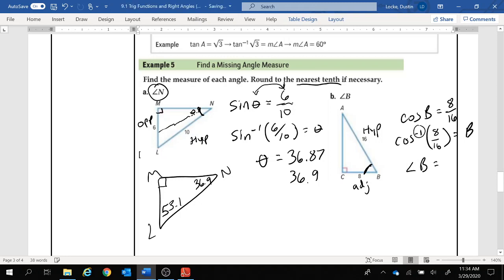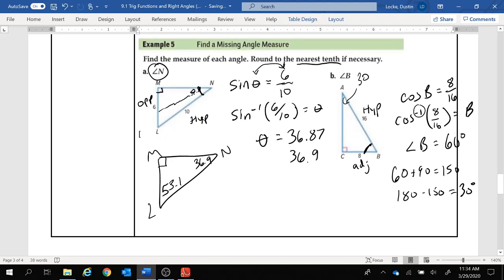is 60 degrees. Okay, well, we could easily find A if we wanted to. That would just be 30, right? Because 60 plus 90 is 150. And you take away that from 180, and that would give us 30 degrees. So that's our other missing angle, even though it wasn't necessarily asking us to find that.